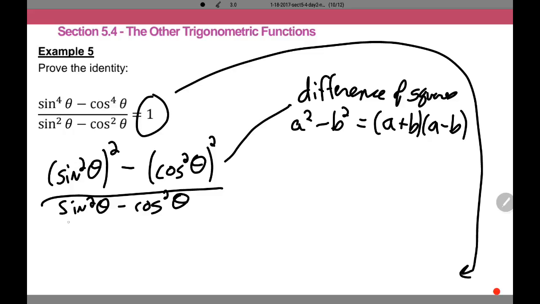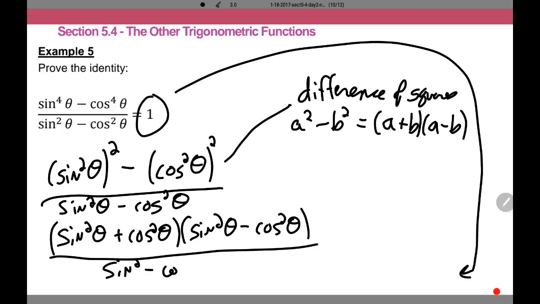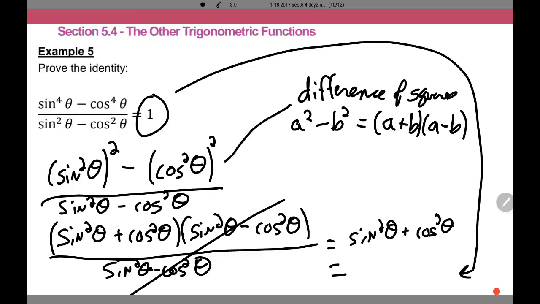So my top actually ends up being sine squared theta plus cosine squared theta times sine squared theta minus cosine squared theta. And the bottom is sine squared theta minus cosine squared theta. And I want you to notice these two cancel out. I'm left with sine squared theta plus cosine squared theta. And guess what? We got our 1.